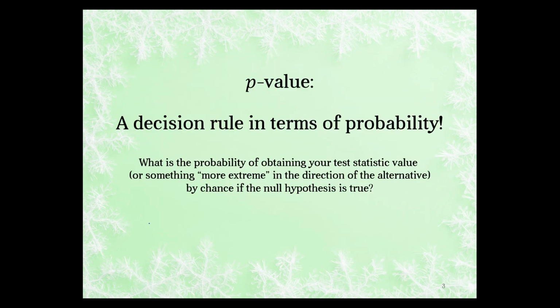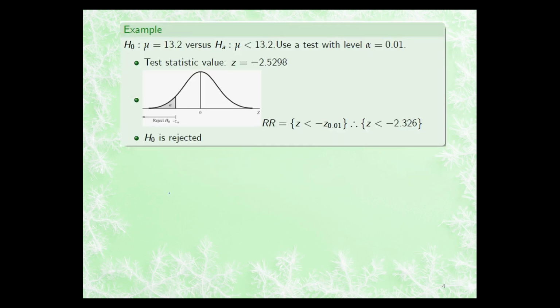Now, a p-value, all it is actually just a decision rule in terms of probability. So instead of taking a critical value and making a decision based on the critical value, we'll look at a probability and make our decision based on that. So in simple terms, a p-value is just the probability of observing something more extreme than what we observed in our sample, if the null hypothesis is true. So we'll do a few simple examples and then we'll get into the different cases.